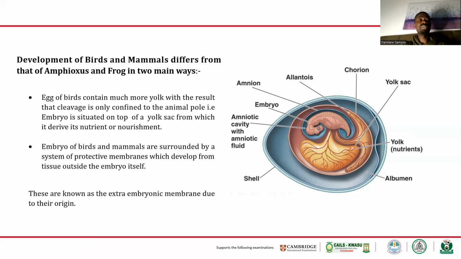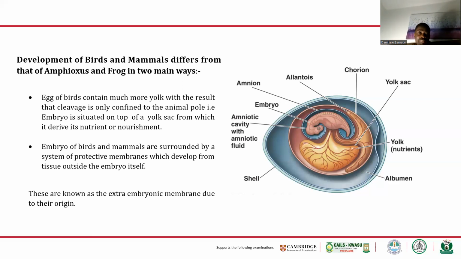But before then, let's look at how birds and mammals differ from frogs and amphibians. Now, the egg of birds contains much more yolk, with the result that cleavage is only confined to the animal pole. That is, the embryo is situated on top of a yolk sac from which it derives its nutrients or nourishment. So that is why they said the development of birds and mammals is a little bit different from frogs and amphibians, so that you have the idea.